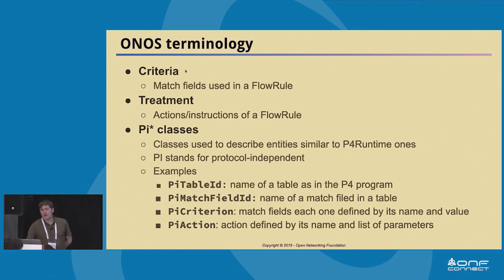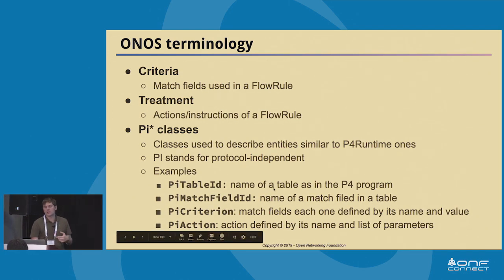In ONOS, we sometimes use exotic terminology when it comes to very simple things like match-action tables. During the exercise, you will see terms like criteria, treatment, or PI classes. Criteria is essentially a collection of match fields used in a flow rule. So this is equivalent to the match part of a match-action table. And the treatment is equivalent to the actions or instructions of a flow rule. We also have these PI classes, like PI table ID, PI match field, PI criterion. You will see this in the exercise. You can think of this as the Java equivalent of P4Runtime entities.